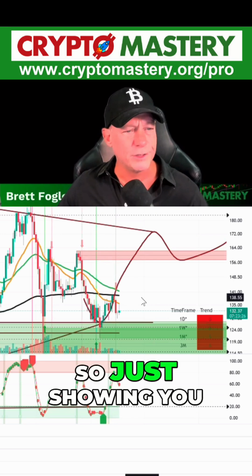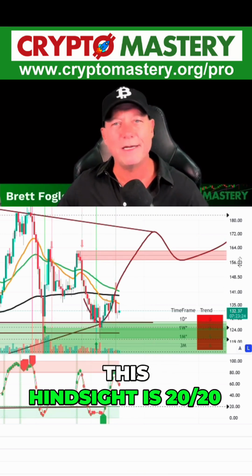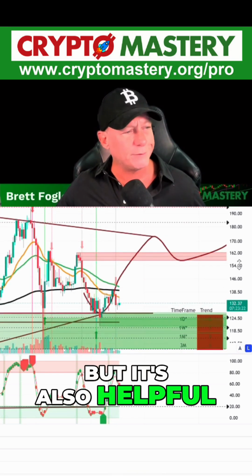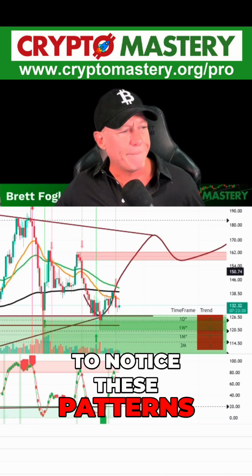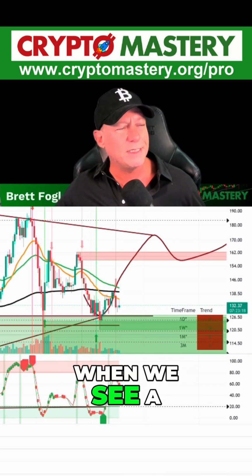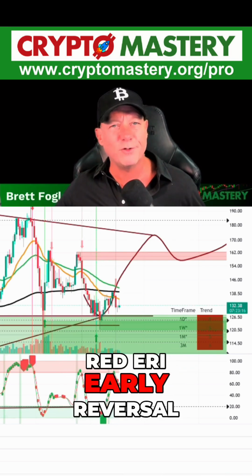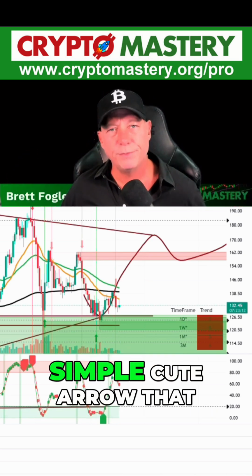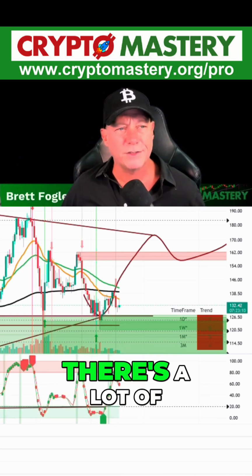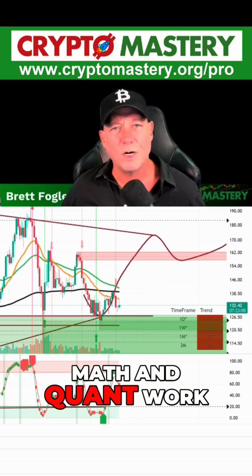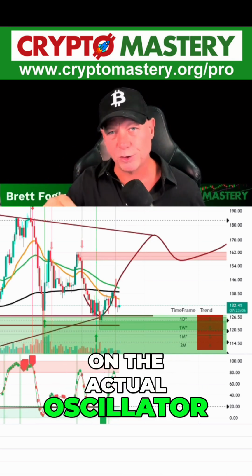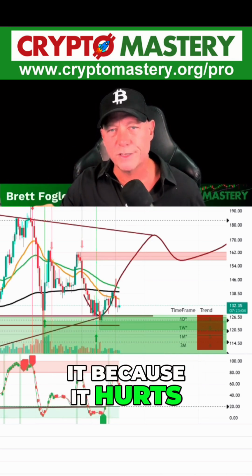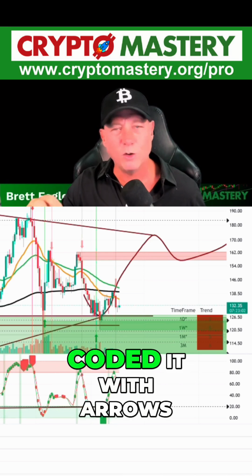All right, so just showing you this, hindsight 2020, obviously, but it is also helpful to notice these patterns. The way that we use these when we see a red ERI, early reversal indicator, and incidentally, this is not some simple cute arrow that just appears. There's a lot of math and quant work on the actual oscillator, but we don't show it because it hurts the eyeballs. And so we coded it with arrows.